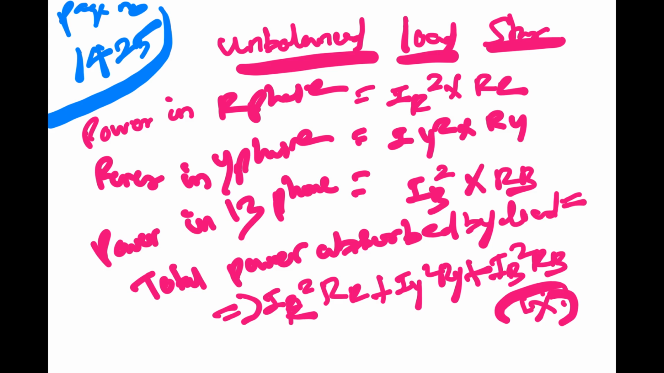Unbalanced load star connected power: power in R phase is IR squared RR, power in Y phase is IY squared RY, power in B phase is IB squared RB. Total power absorbed by the load is IR squared RR plus IY squared RY plus IB squared RB. That is the important formula in unbalanced star connected load, 4 wire.